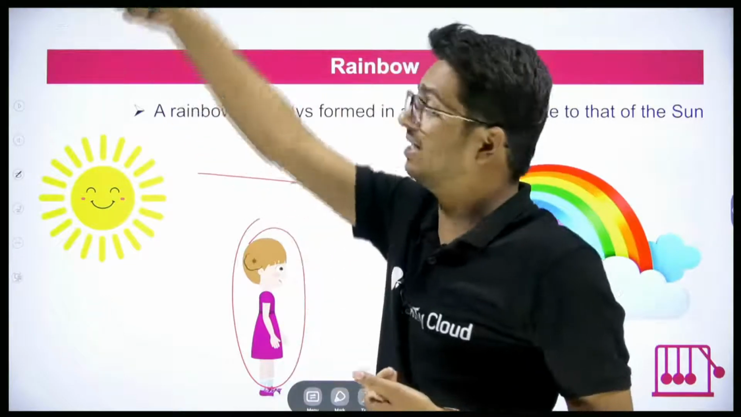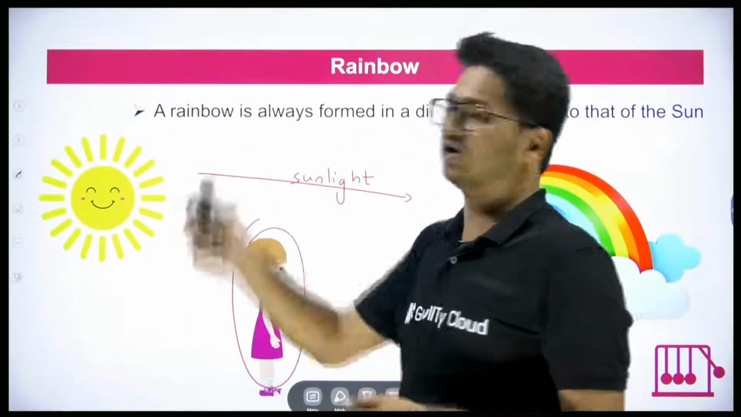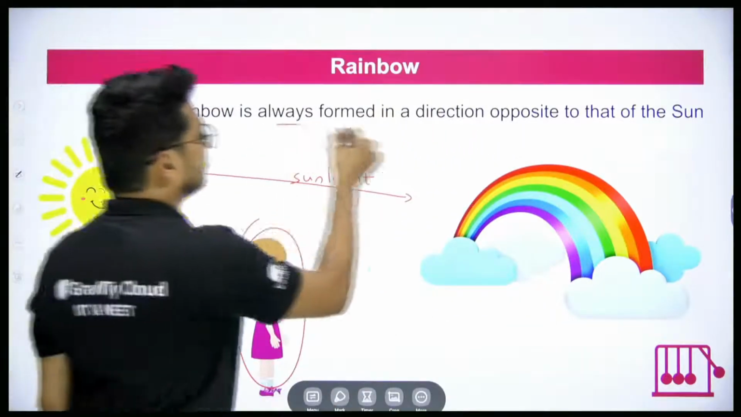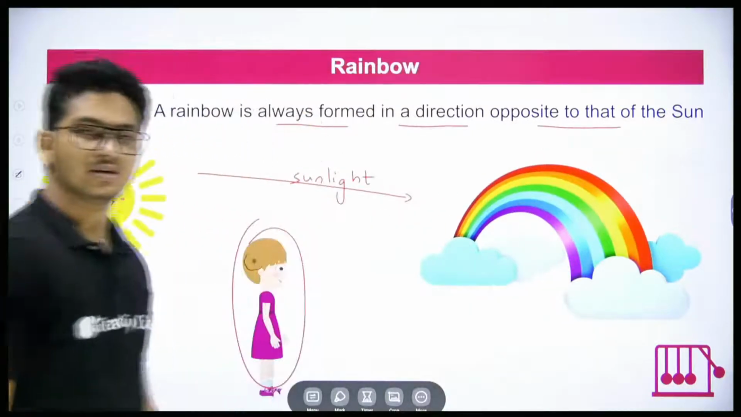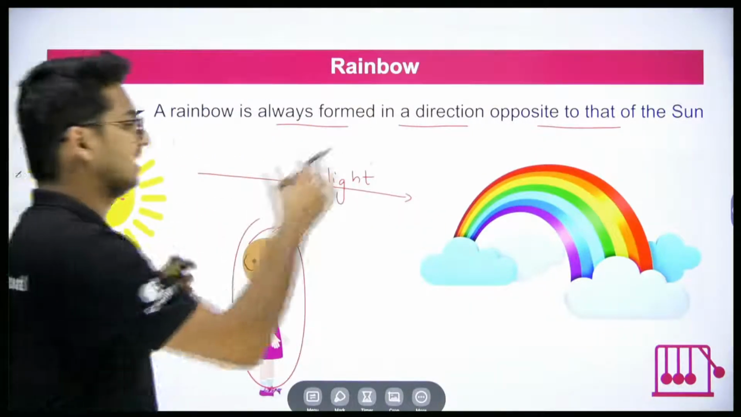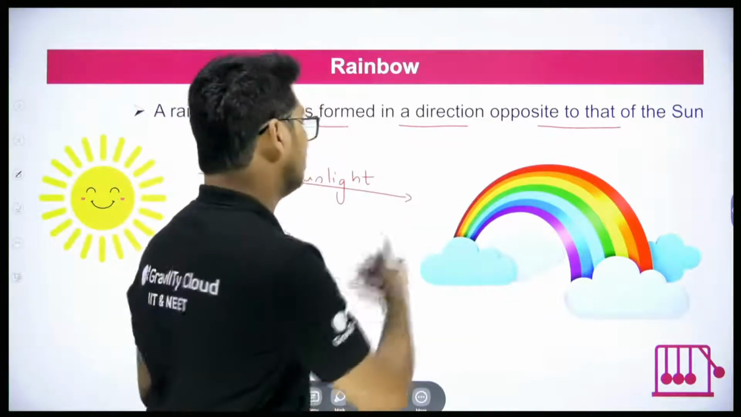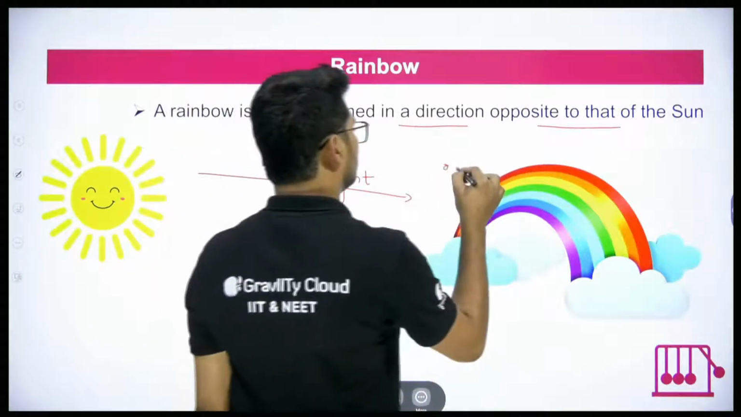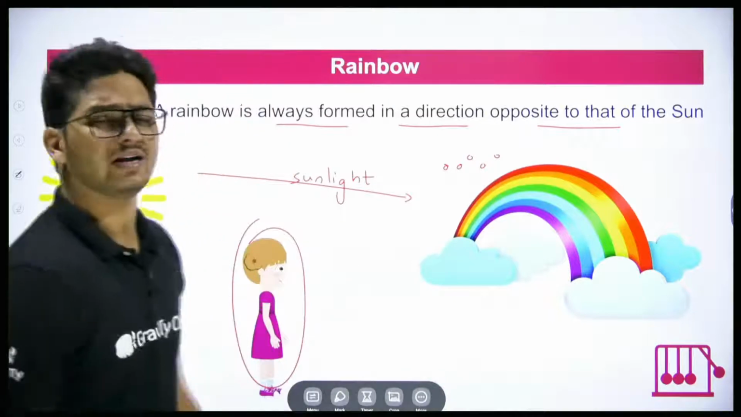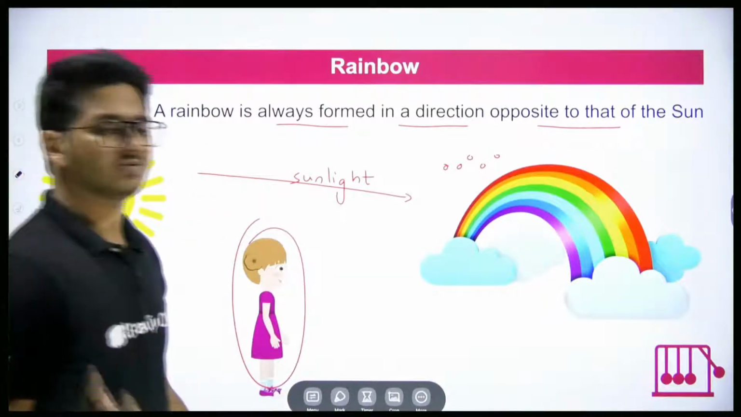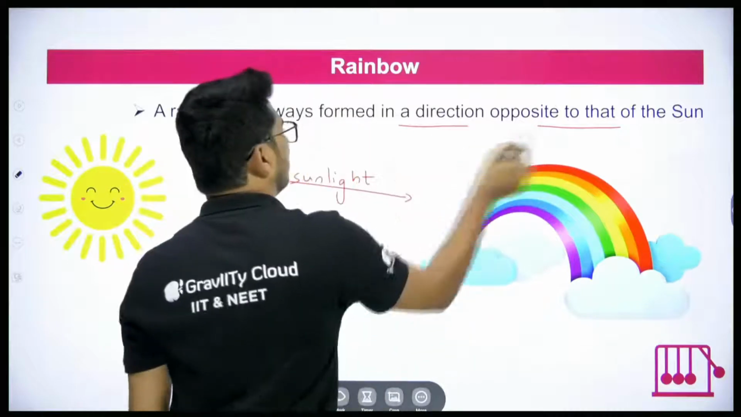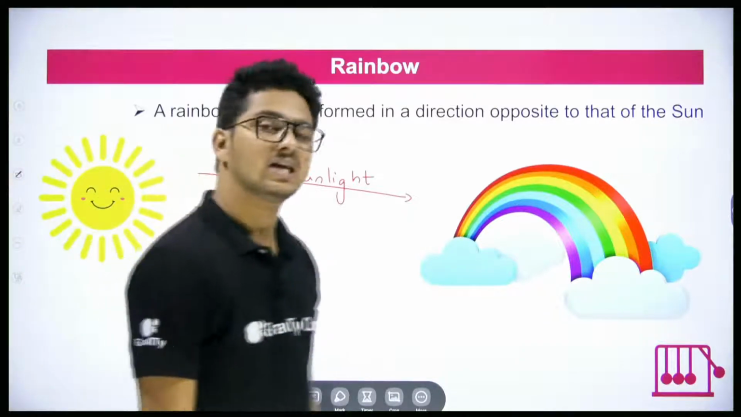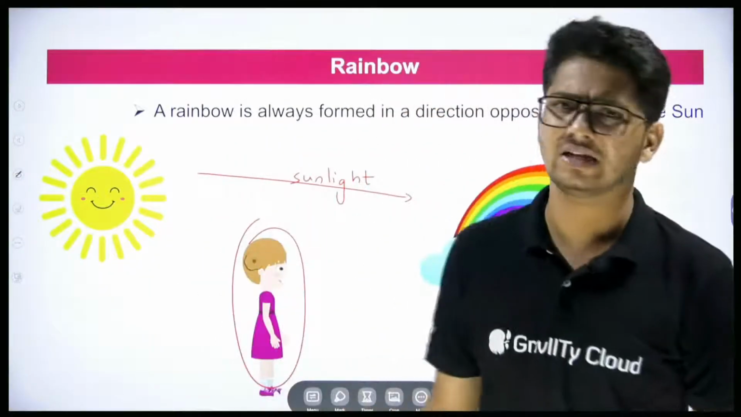And in front of me somewhere, there should be rain droplets or water droplets. So a rainbow is always formed in a direction opposite to that of the sun. This is the sun behind us, whereas the rainbow is in front of us. And wherever a rainbow occurs, we need water droplets. Now from where do we get water droplets? We get water droplets from rain, or you can think of it as fog or any other precipitation. But we need a source of water droplets. Mostly rain, but it could be anything else also.